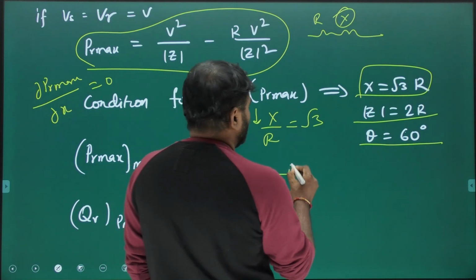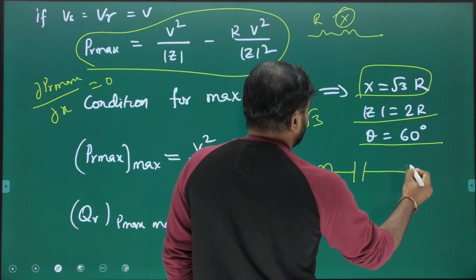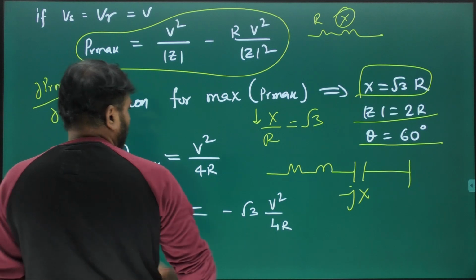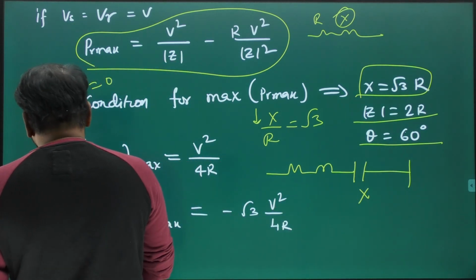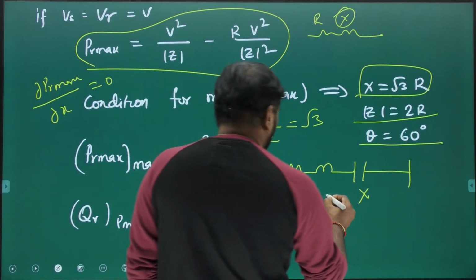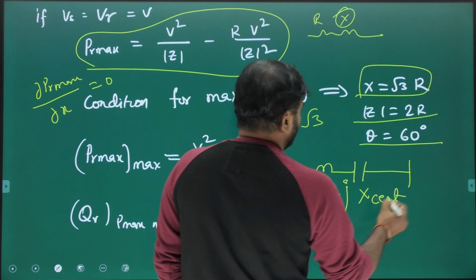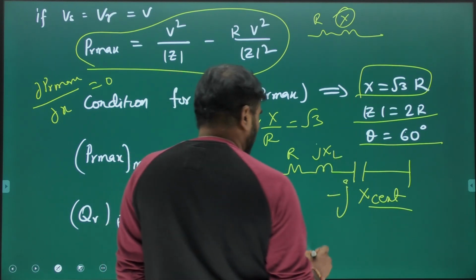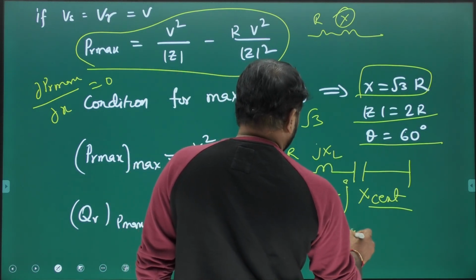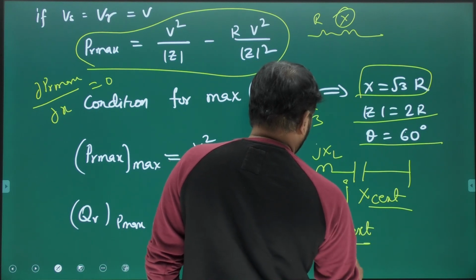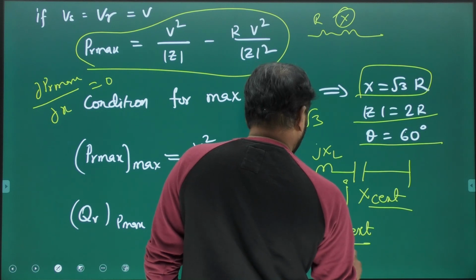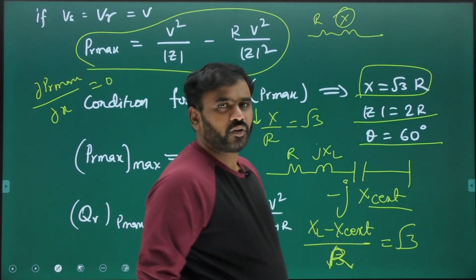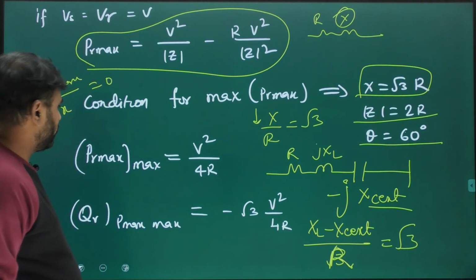If you want to decrease the value of X, the best way is to use series capacitive compensation. With the help of series capacitive compensation, we can decrease the overall reactance value. This is XC, the external series capacitive reactance. With the help of that, I can achieve this condition. The idea is very simple: XL minus XC external, divided by R, equals root 3. By using an external capacitor, we can achieve this. Right? Clear? And if that is the case, what is the PR max?